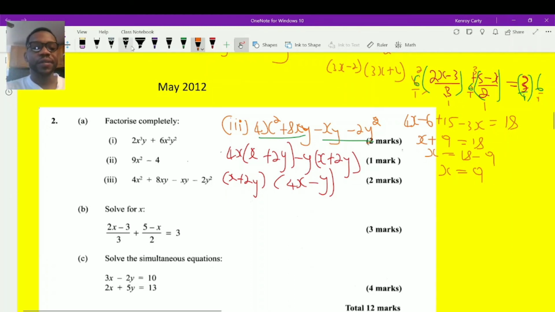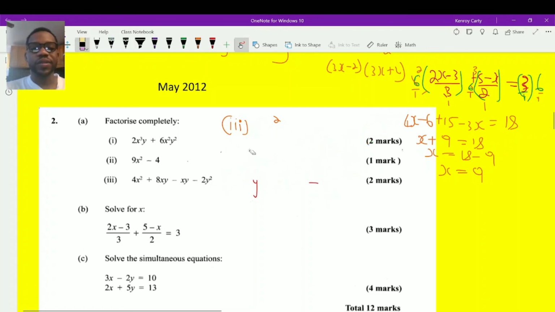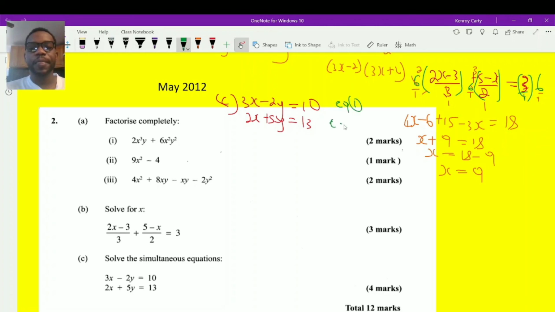All right. Let me take out this question since this question was done before, so I can focus on question C. And let me start, if I want to have enough space, I'm going to start question C from right here. So we have 3x minus 2y equal 10, and we have 2x plus 5y equal 13. All right, what is the first step? Label the equation. Equation 1, equation 2.